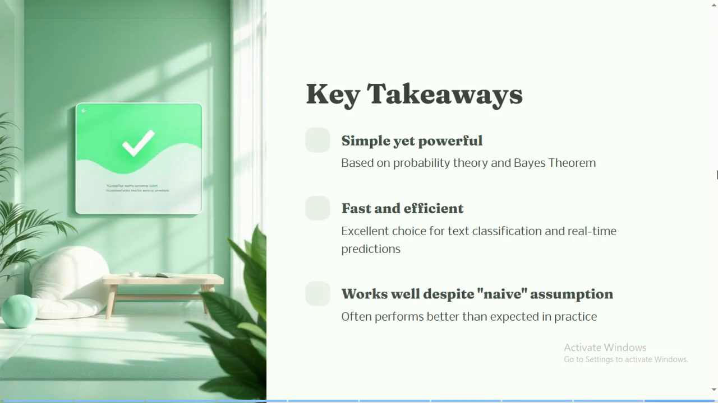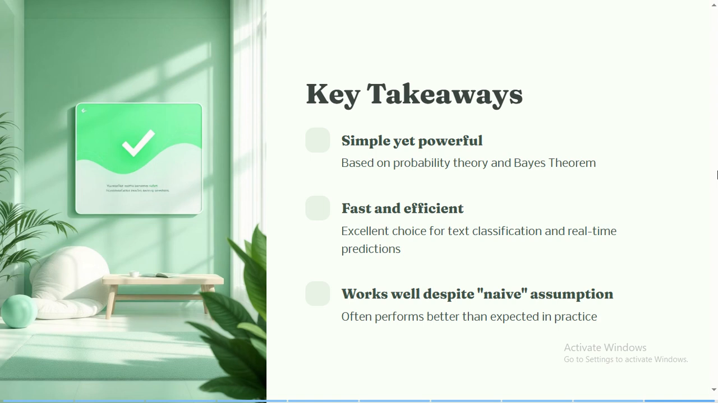Let's quickly summarize what we learned today. Naive Bayes is a probability based classification algorithm. It uses Bayes theorem to calculate probabilities and make predictions. The algorithm assumes that all features are independent, which is why it is called naive. Despite this simple assumption, naive Bayes performs extremely well in many tasks, especially text classification. It is fast, efficient, and easy to implement, making it one of the best algorithms for beginners to learn.